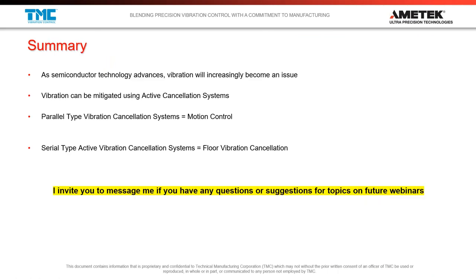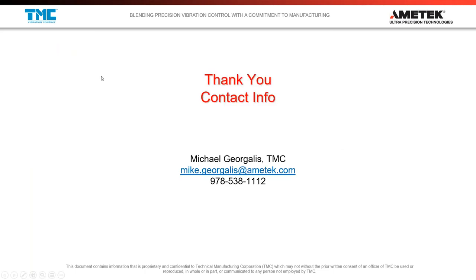So in summary, as technology advances, vibration becomes increasingly an issue. We've seen this with Moore's law. We're seeing this with yield rates, with throughput rates, I should say. And you can use active vibration cancellation systems to mitigate vibration. The most important thing to think about is if you're looking at parallel type systems and you want to do stage motion control, parallel type's the way to go. And if you want to do floor vibration cancellation, serial's the way to go. So be on the lookout for that. And with that, I will conclude my presentation and open it up to any questions.